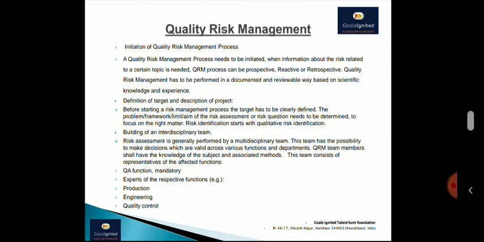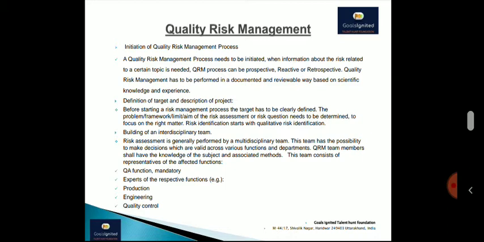Before starting a risk management process, the target has to be clearly defined. The problems, framework, limit, and aim of the risk assessment need to be determined to focus on the right matter and the right identification. Risk identification starts with the qualitative and quantitative identification basically.